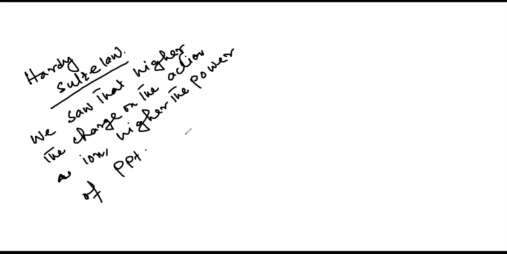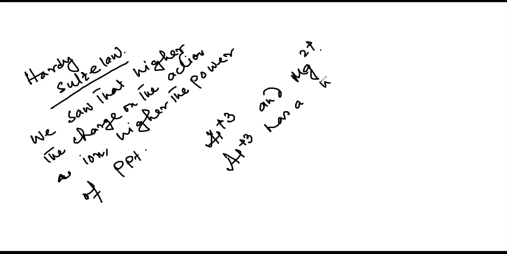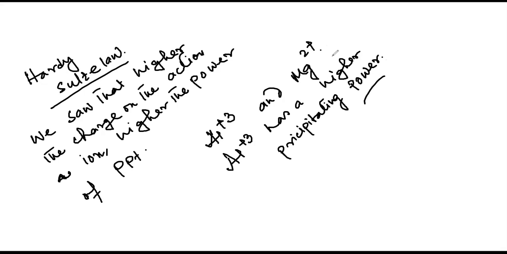So if you see that in case of aluminium 3 plus and magnesium 2 plus, Al 3 plus has a higher precipitating power. Okay, this was seen by us in our Schulze-Hardy law. Okay, now what happens? We should see gold number.